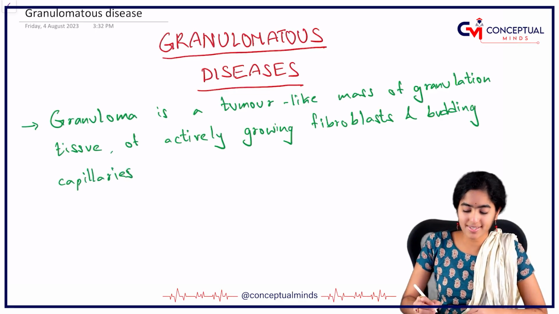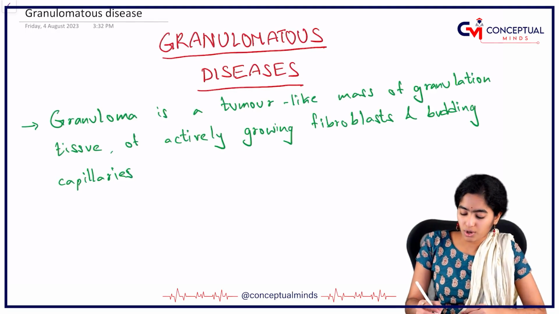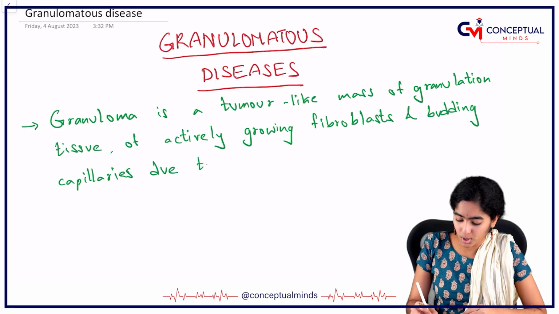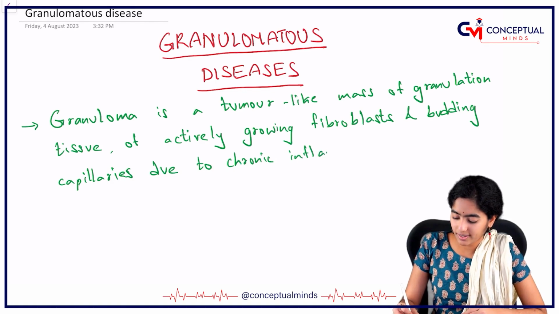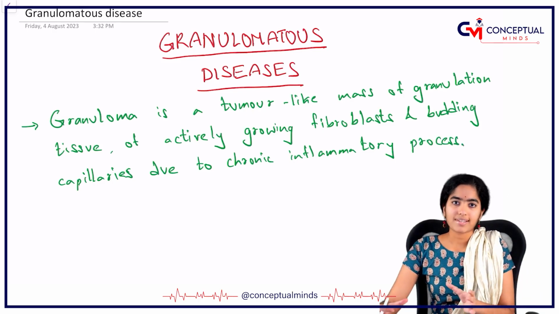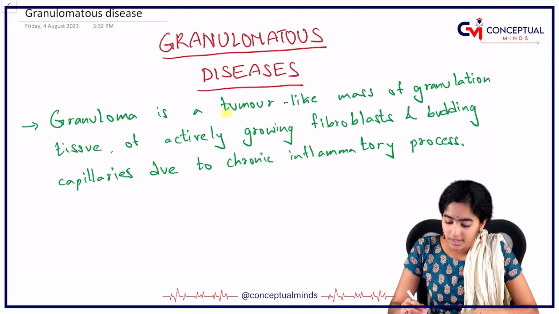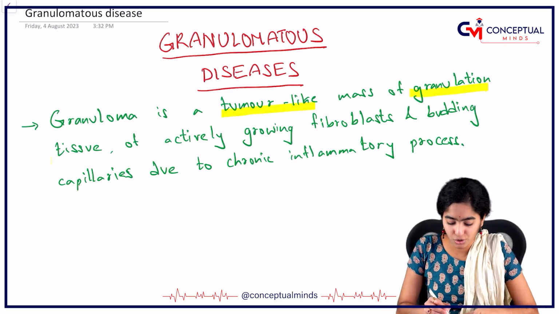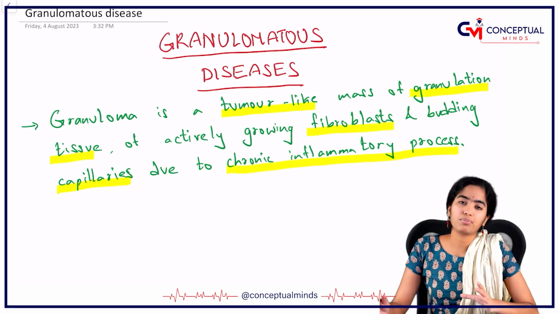And why are all these present? Actively growing fibroblasts, capillary buds, everything because of a chronic inflammatory process. So all these granulomatous diseases consist of chronic inflammation. So let me summarize it again for you. Granuloma is a tumor-like mass. It consists of granulation tissue which has actively growing fibroblasts and budding capillaries due to chronic inflammatory process.